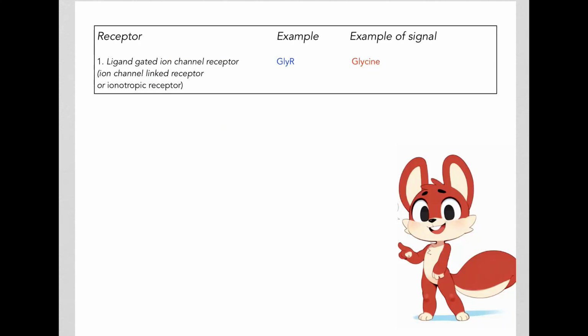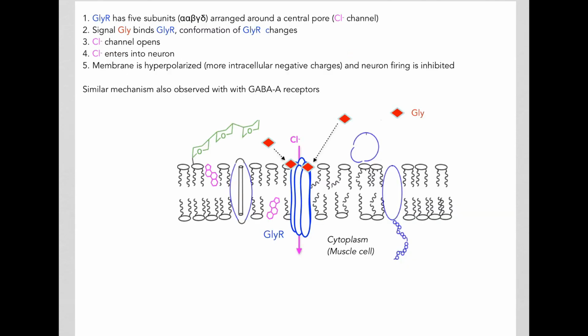Let's look at another example of ligand-gated ion channel, and in this case we'll look at the glycine receptor, where the signal is the amino acid glycine. So the glycine receptor also has several subunits that are arranged around a central channel, but in this case the channel is specific for chloride ions. So when the signal glycine binds to the receptor, the receptor shape, the conformation, changes, that causes the chloride channel to open.